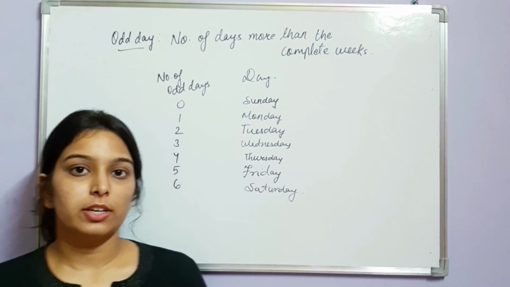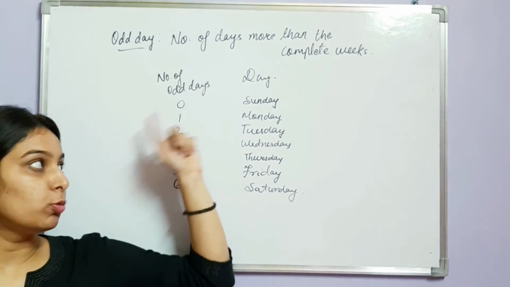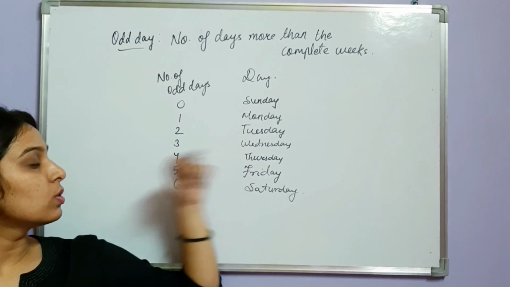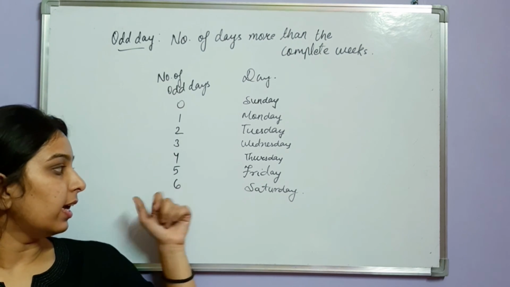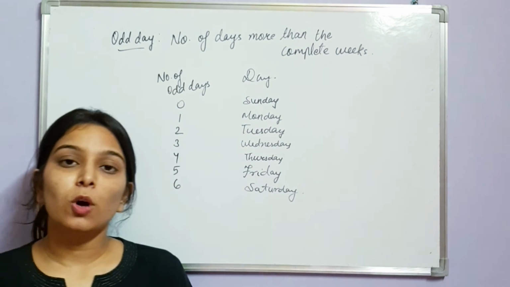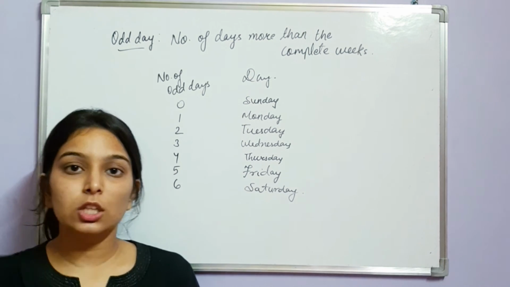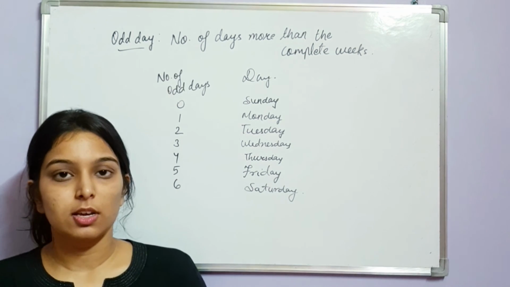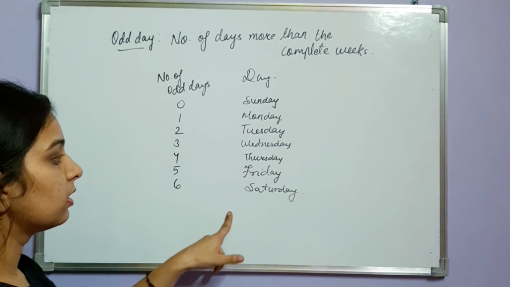The last thing for the lecture is that for the 0th odd day, we'll name that day to be Sunday, and for the first odd day, Monday, second Tuesday, third Wednesday, fourth Thursday, fifth Friday, and sixth Saturday. Why did we not include 7 over here? Because if we include 7, then all the odd days will complete a week, and hence there will be no odd days. So these odd days imply the day in a week.